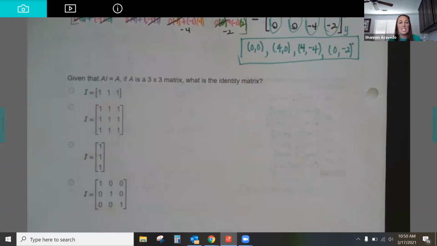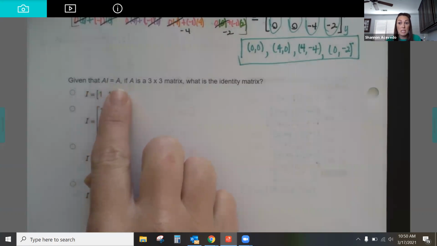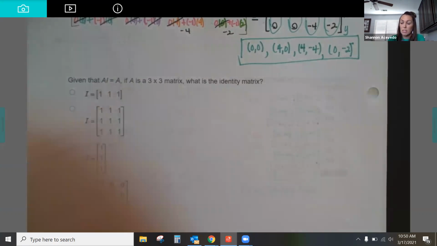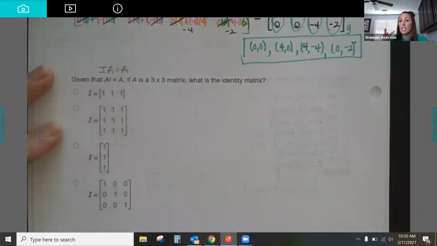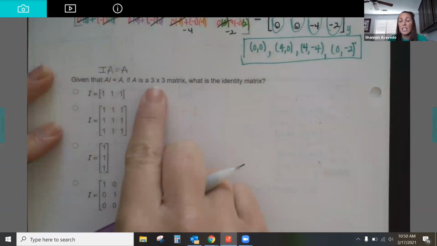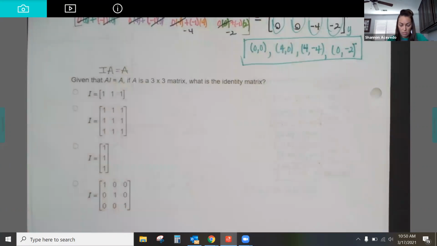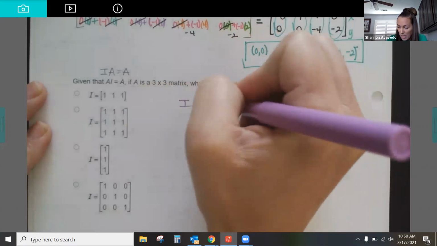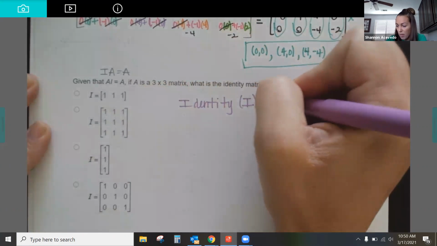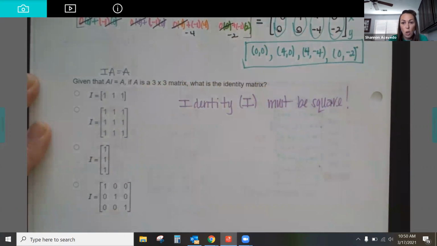And my last one, this is an easy peasy one because it says, given that A times the identity matrix is equal to A, very similarly, I times A would be equal to A. It doesn't matter. It's commutative there. If A is a 3 by 3, the identity has to be a square matrix. So let me just give some reminders. Your identity, that's what the I stands for, must be square. So the identity matrix is always square.